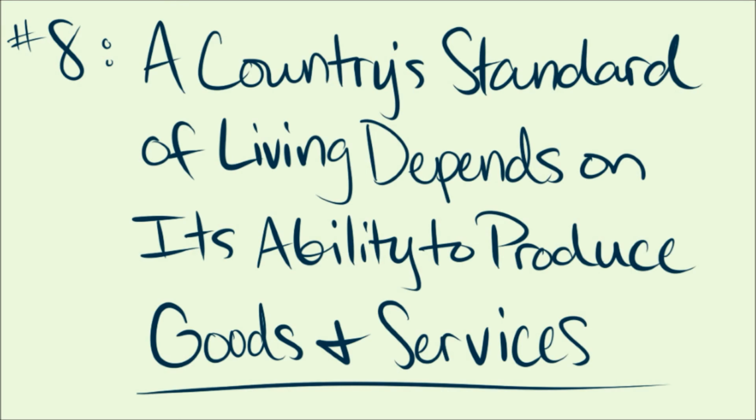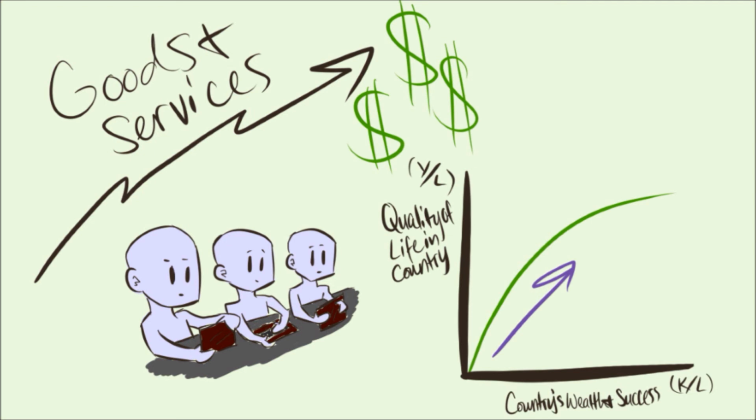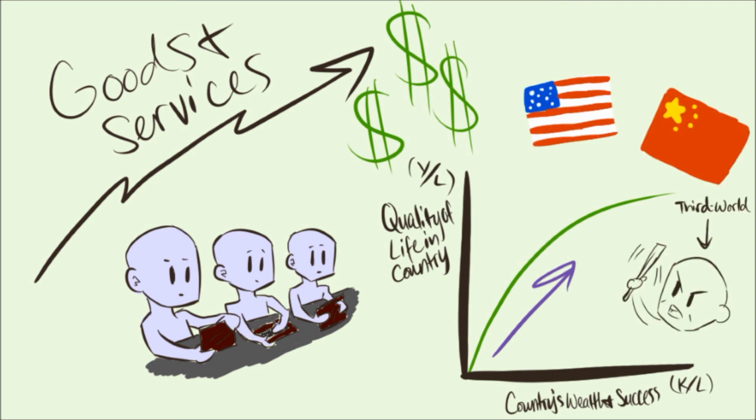8. A country's standard of living depends on its ability to produce goods and services. Countries whose workers produce a large quantity of goods per unit of time enjoy a higher standard of living. Similarly, as the nation's productivity grows, so does its average income. This is how you can tell the difference between first world countries such as the United States and, in more recent years, China, and a third world country.